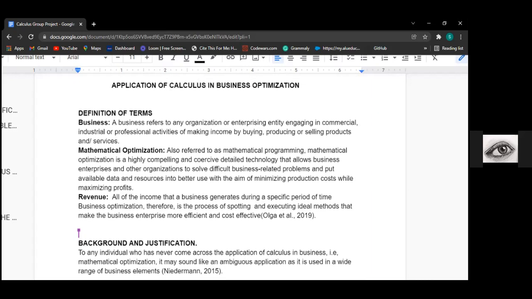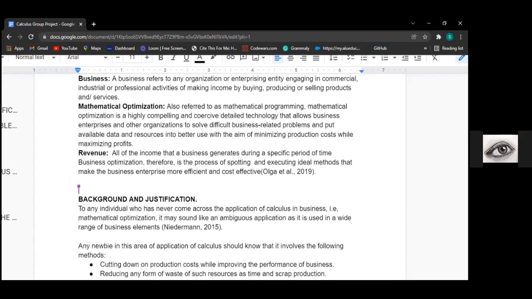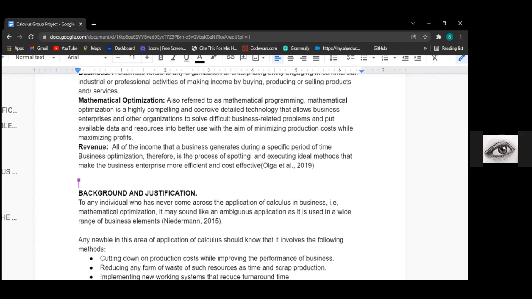A business refers to any organization or enterprising entity engaging in commercial activities of making income. Mathematical optimization refers to a detailed technology that allows business enterprises to solve difficult business-related problems while maximizing profits. And revenue is all the income that a business generates during a specific period of time.